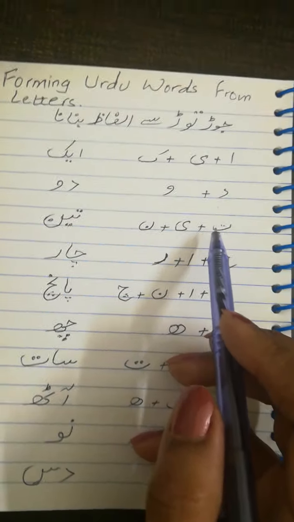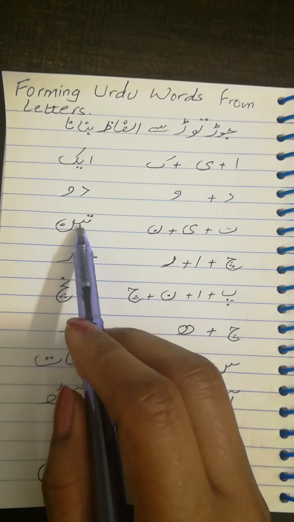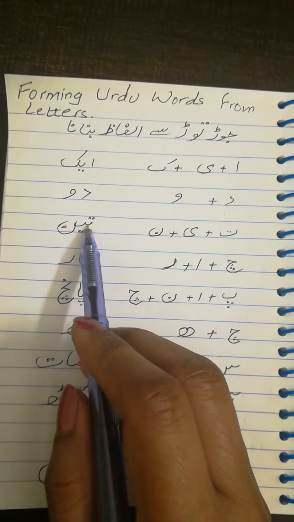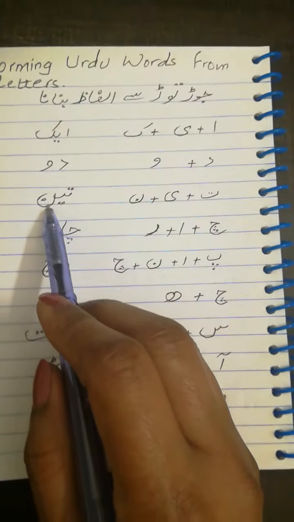Third word is te choti ye noon. Te choti ye is used in short form where two dots are put under a short circle. Te choti ye noon, teen.